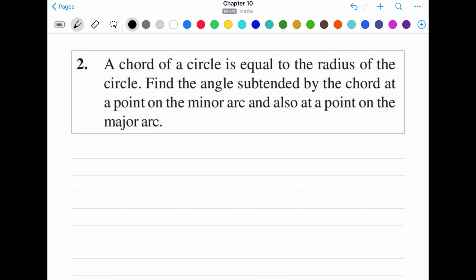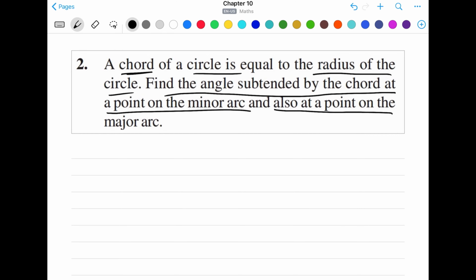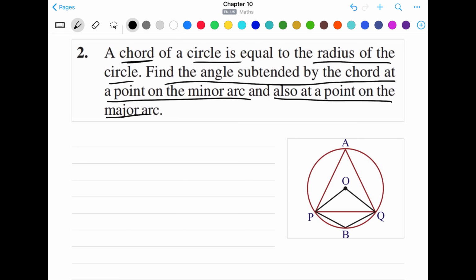Question number 2: a chord of a circle is equal to the radius of the circle. So we have a chord in a circle which equals the radius of the circle. We have to find the angle subtended by the chord at a point on the minor arc and also on the point on the major arc. Okay, so let's first draw its figure. This is the figure for this question. We have this chord PQ which equals the radius of the circle. Radii are OP and OQ, and we have this chord PQ which equals the radius. This chord is making two angles, one in the major arc and one in the minor arc, so we have to find the value of these two angles.